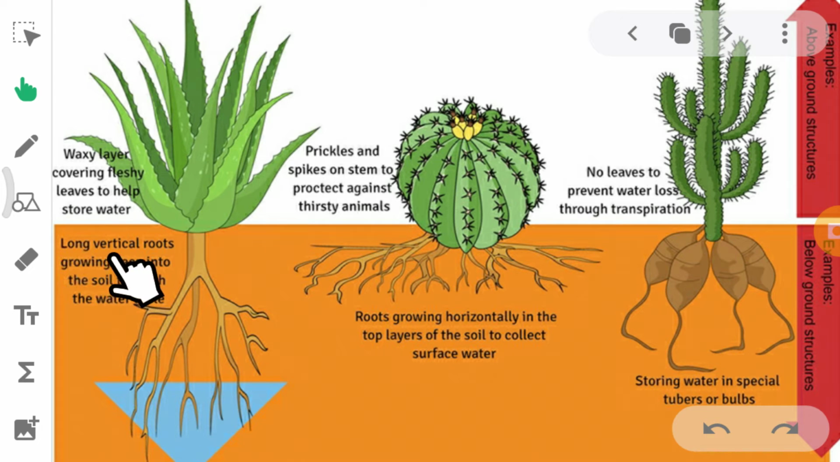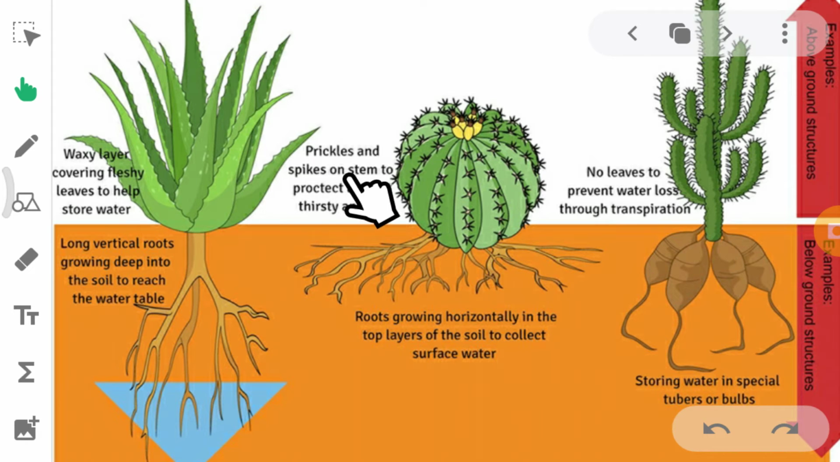Also, long vertical roots grow deep into the soil to reach the water table. See here, the roots have grown vertically downwards in order to reach this water. Whereas in this plant, the roots have grown horizontally. Roots growing horizontally in the top layers of the soil collect surface water. So the roots identify the water and they grow along that direction.